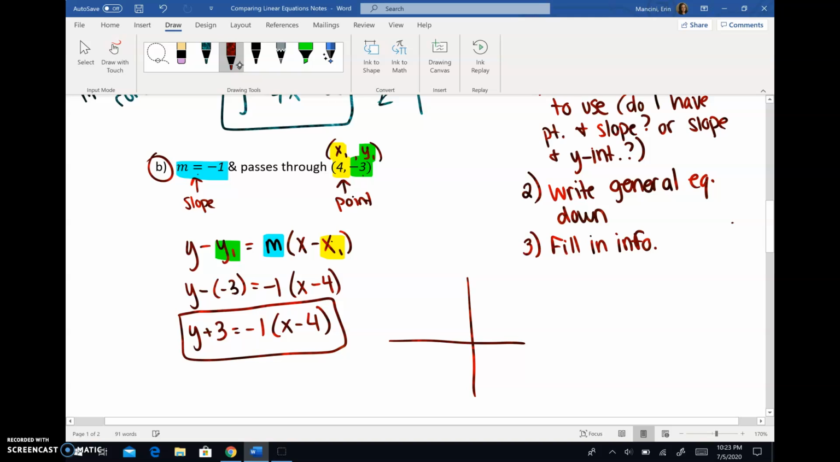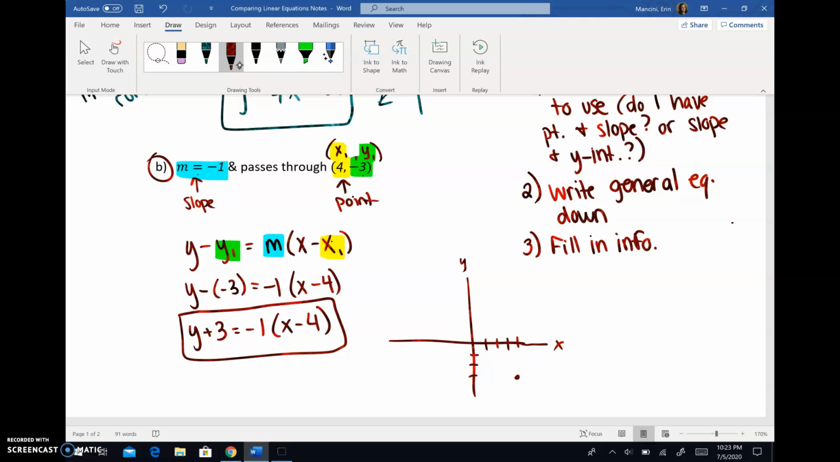Okay, just to sketch a quick graph of this. Here's my coordinate plane. This one's a little bit different because this time you have a point. You don't have a y-intercept. But remember, y-intercept is just a point, so we can do this the same way. We're going to plot the point (4, -3). So this is x, we're going over 4. This is y, we're going down 3, which would be right here. Instead of rising and running from my y-intercept, you're going to begin at this point. It's just a different point to start at.